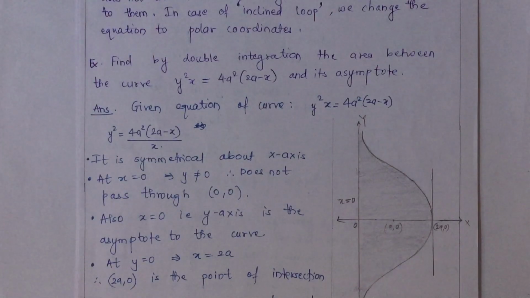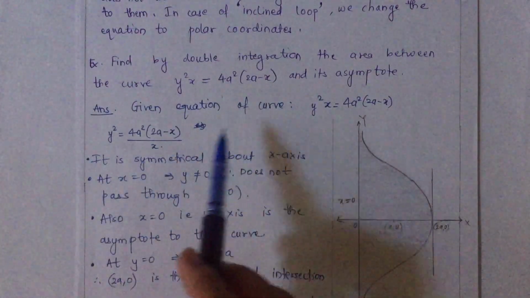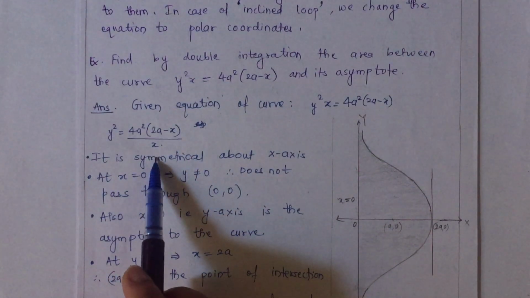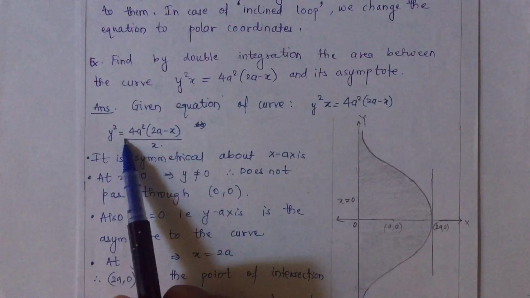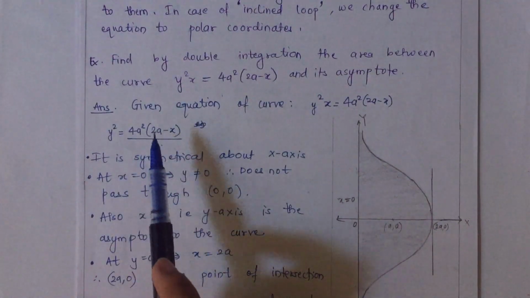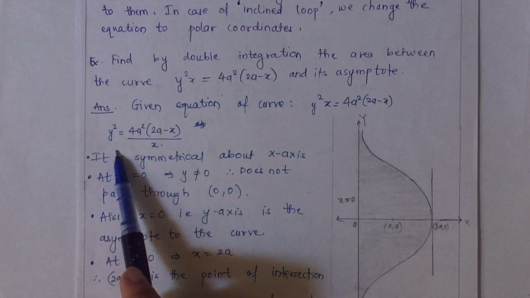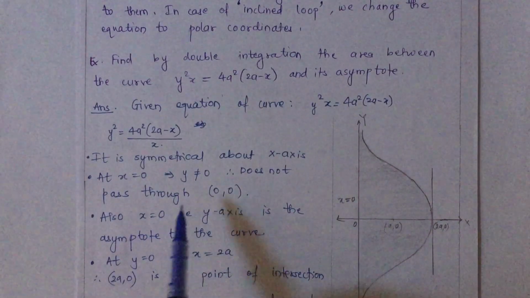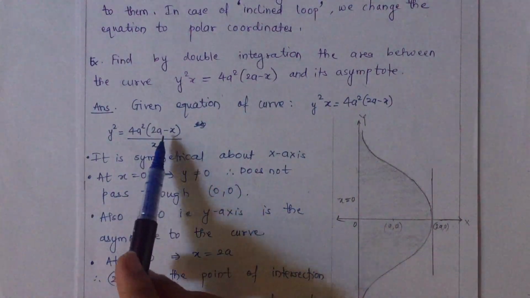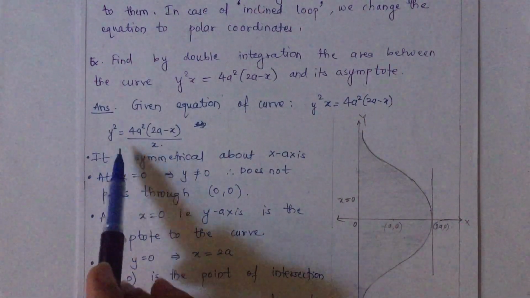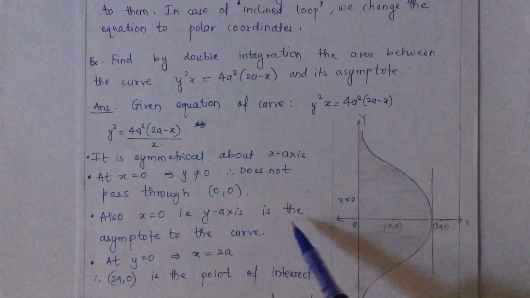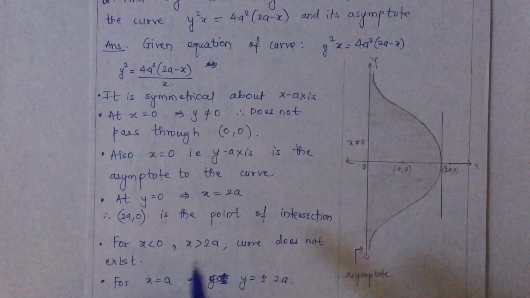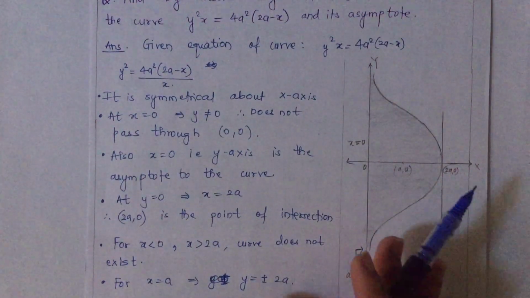So the curve given is y square equal to 4a square (2a minus x) upon x. Since y has even powers, it is going to be symmetrical about the x-axis. If I substitute x equal to 0, y is not equal to 0, which means it does not pass through the origin. For x equal to 0, the y-axis acts as an asymptote. If we substitute y equal to 0, we obtain x as 2a. That means (2a, 0) is a point of intersection for the curve.